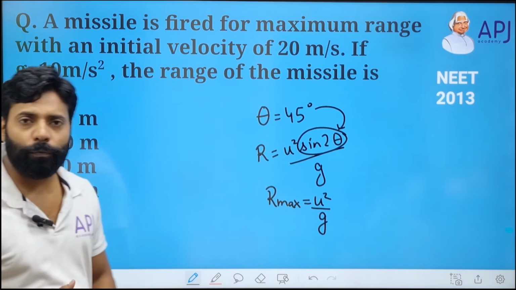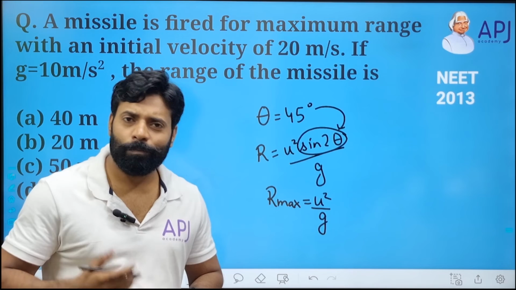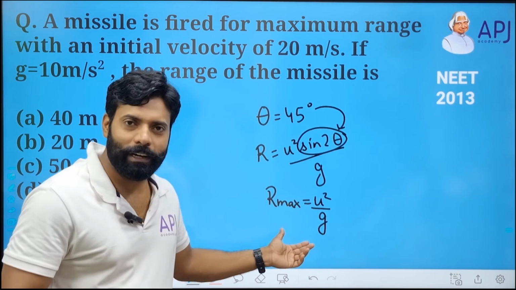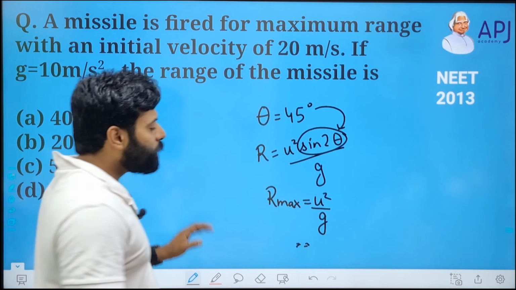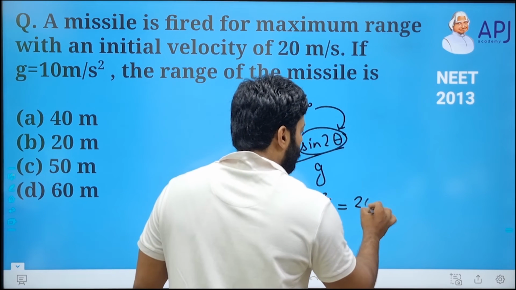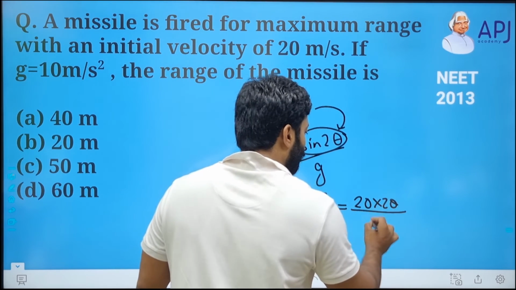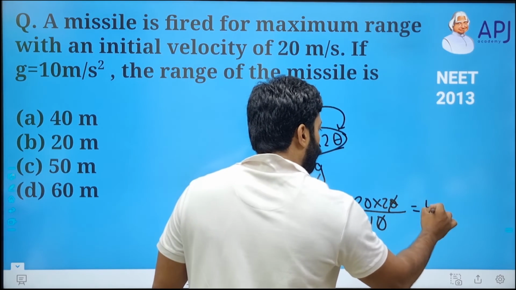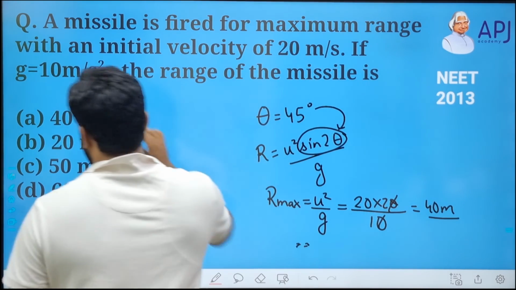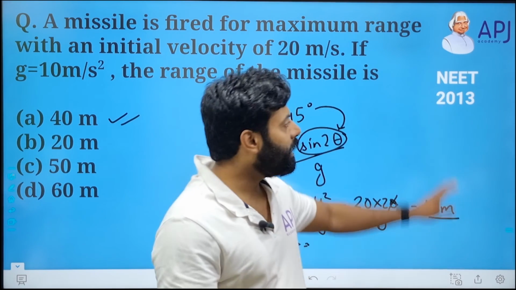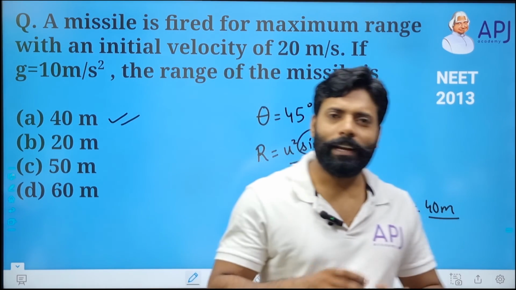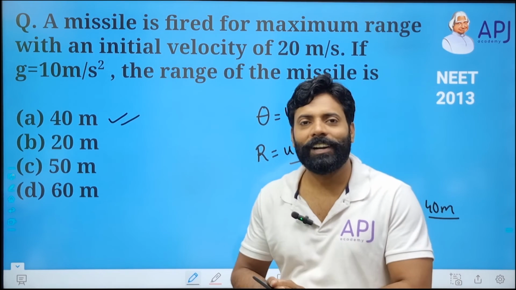So R max is u square by g. This is the formula of R max, and I request you to please learn this formula directly if you get this type of question. Now we just have to replace the values: 20 squared divided by 10. So we will get 40 meters. So 40 meters is our answer. The question is very simple, and this was asked in NEET 2013. So this is a very recent question which we are currently doing.